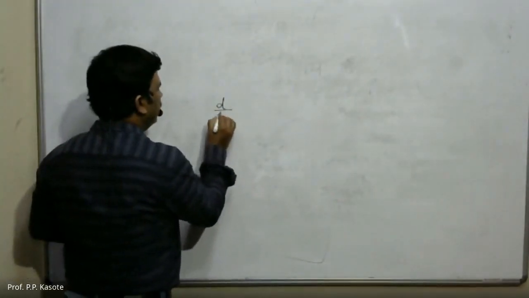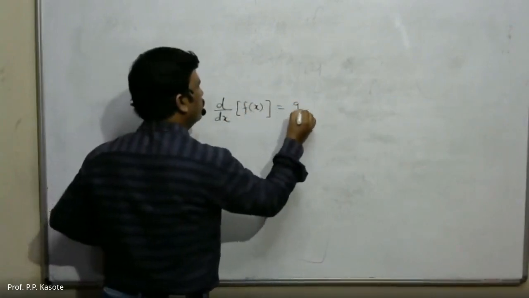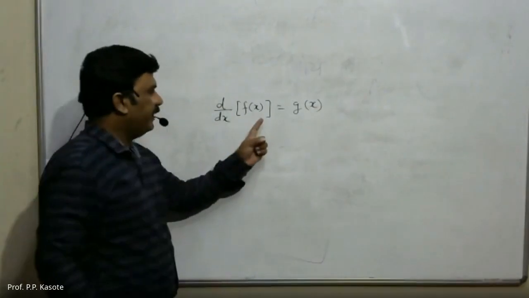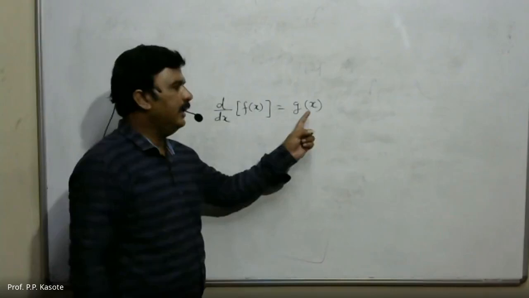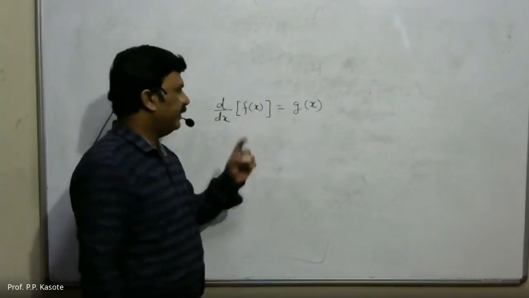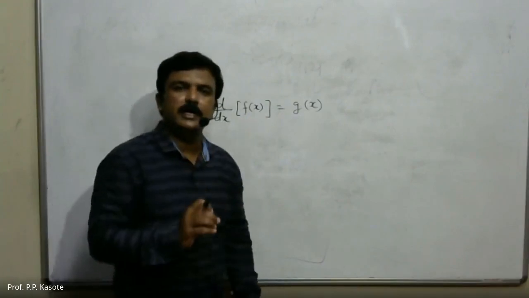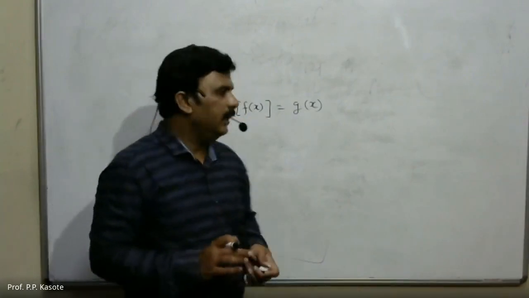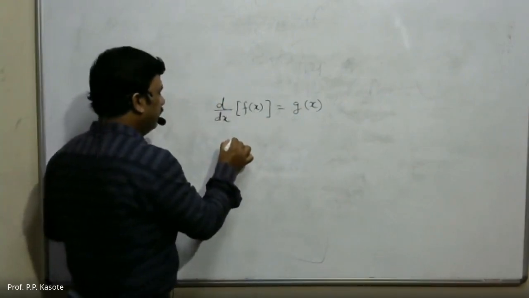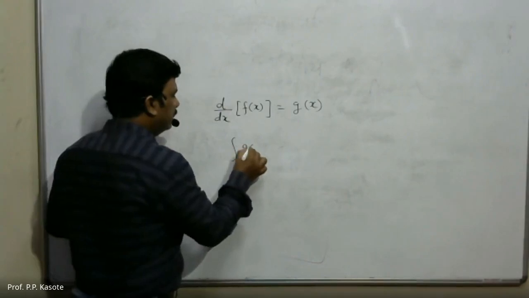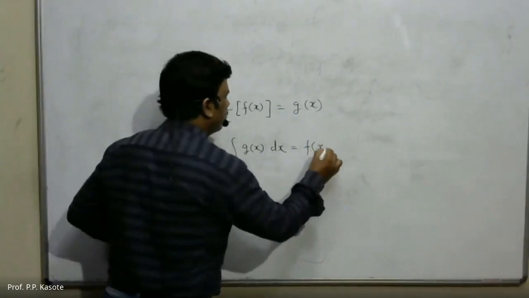Suppose d by dx of f of x is equal to g of x. If the derivative of f of x is g of x, then the integral of g of x is f of x. This means the integral of g of x is f of x. But how do we write it in symbolic form? We write the same using symbols, like integral of g of x into dx is equal to f of x.